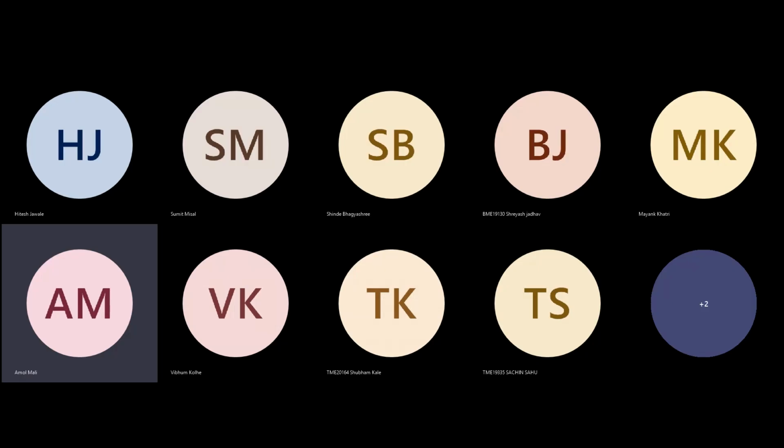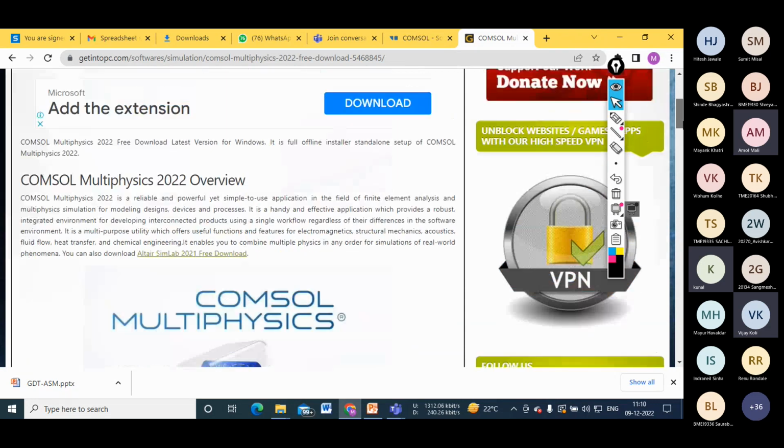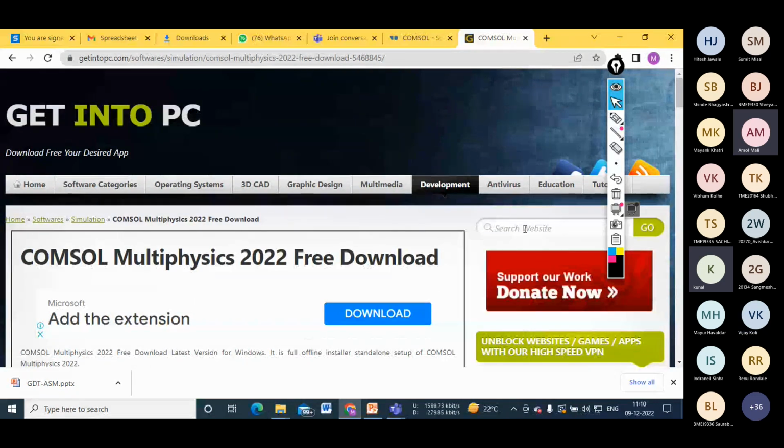So now I think you have understood how to download the software. Have you understood how to download the software, all of you? Yes, sir. So you can download the various software, not only COMSOL, you can download ANSYS also.